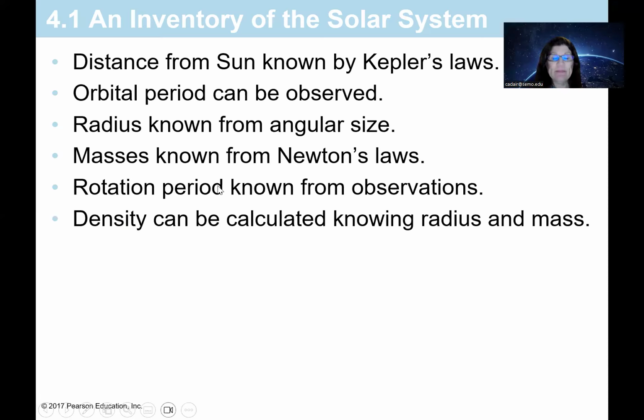The rotation period is also known from observations, although some of the planets proved to be challenging to figure out what their rotation periods were. And the density can be calculated if we know the radius and the mass. So pretty cool. I think one of the things about astronomy that's interesting is that we can know so many things just from understanding math and stuff. So all right, let's go.